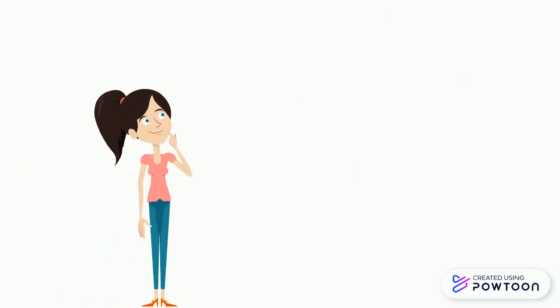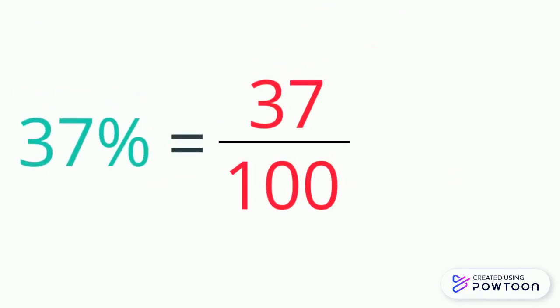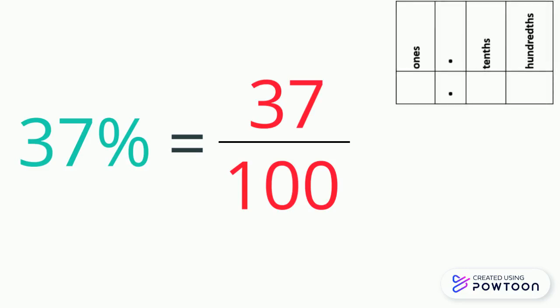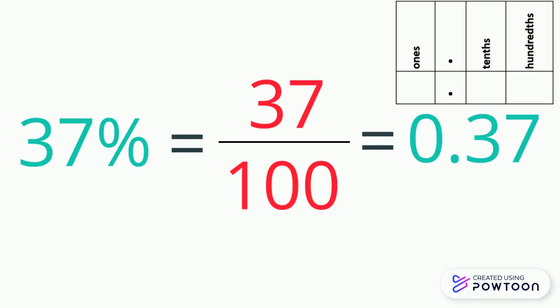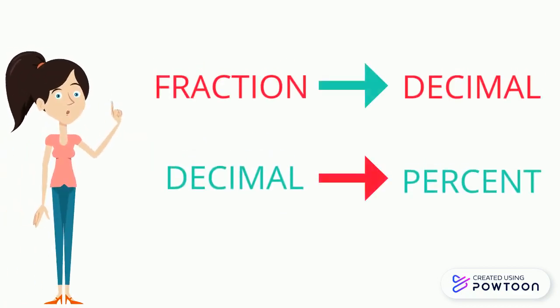You also know how to convert a percent into a decimal. 37% is equal to 37 over 100, or 37 hundredths. Using place value, I know I can write 37 hundredths as a decimal by writing 0.37. But what if I don't start with a percent? How can I change a fraction into a decimal, or a decimal into a percent?